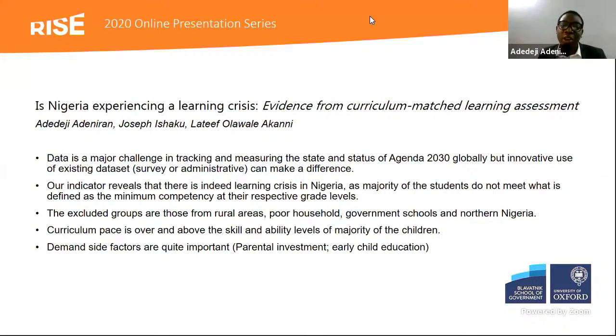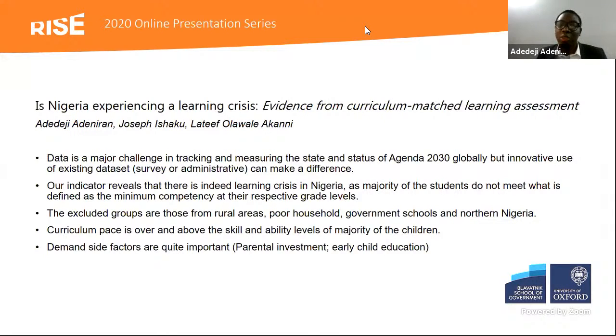Also, our study identified the key excluded groups to be people in rural areas, poor households, and students in government schools, especially those in northern Nigeria. So there is a wealth dimension, and there is also a regional dimension in terms of educational exclusion in Nigeria. Also, the curriculum pace is over and above the skill level that is expected. Using the estimates we have, about 17% of those in the right grade are not learning what they should be learning as regards literacy. And when you look at numeracy, that number increases to around 31%, but still the majority are not learning at the right level. They are not learning what the curriculum expected them to be learning as per the grade they are in.